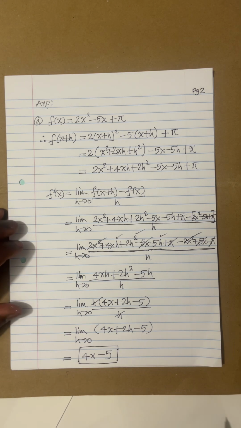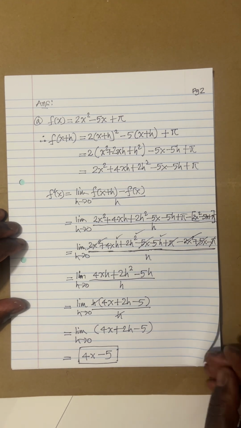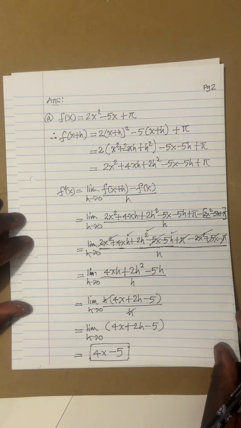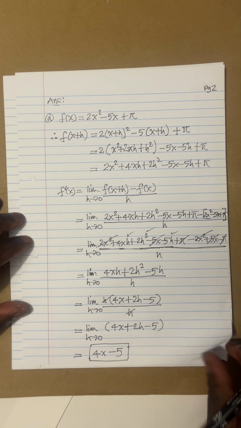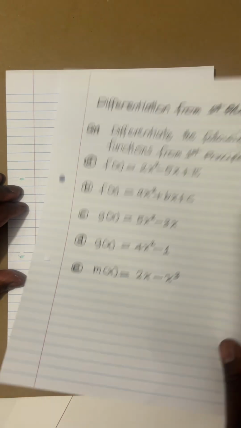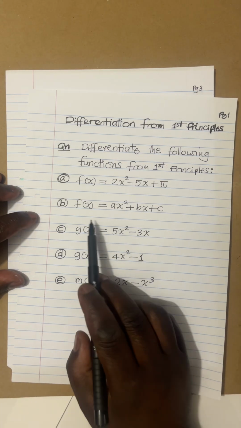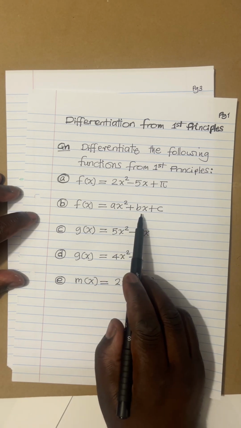All right, let's move on to question number B, as quickly as we may. I am repeating these concepts, and I believe strongly that repetition is key in the process of teaching and learning. Our second question is f of x is equal to ax squared plus bx plus c.